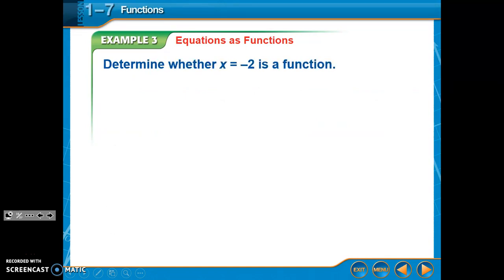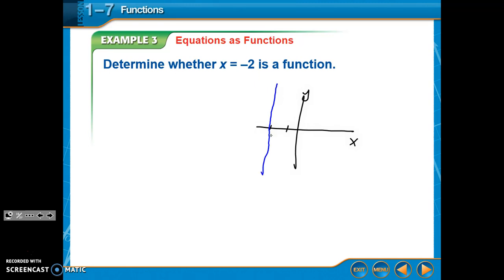Example 3, determine whether x equals -2 is a function. So whenever you have just a variable like x or y equal to a number, that means it's going to be a straight line. In this case, x equals -2. So first thing I'm going to do is graph this. So I want to know if this is my x-axis and this is my y-axis. I want to show for all values when x is equal to -2.